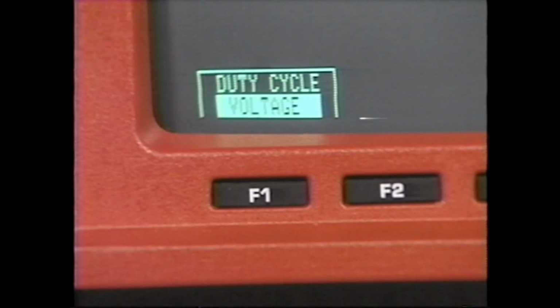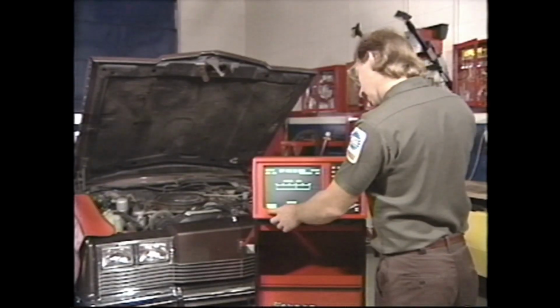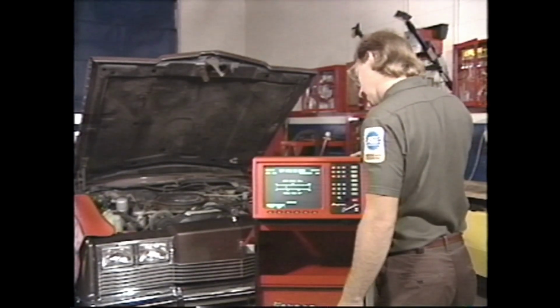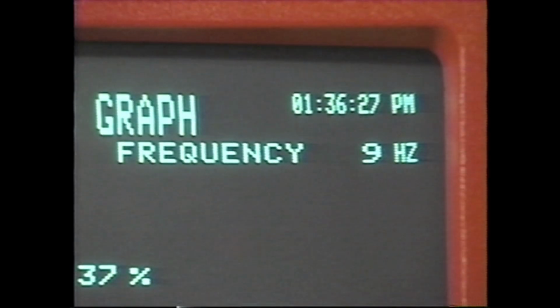Use the second screen, the voltage screen, for the systems that must be monitored with a voltmeter. Check manufacturer's specs to determine what's normal for the system you are testing. Most systems will have a varying duty cycle but fixed frequency. Always check the frequency when you see an improper duty cycle reading.